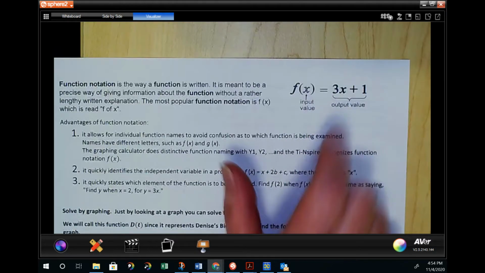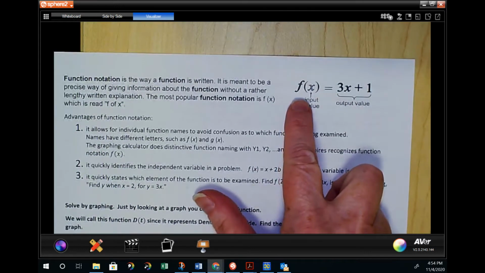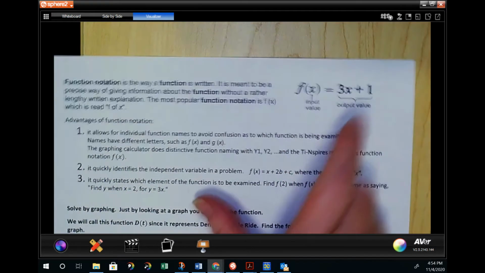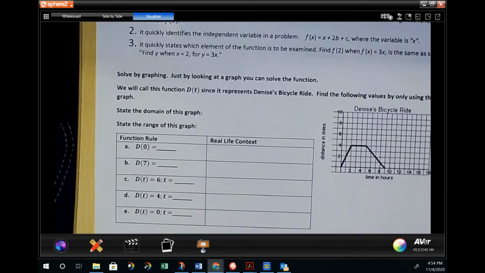And then you have 3x plus 1. So it goes through and just kind of tells you. And this means f of x, and then it's just denoted 3x plus 1. So when we go through and do this, you're going to solve by graphing. So what I like to use, again, we're going to look at this.